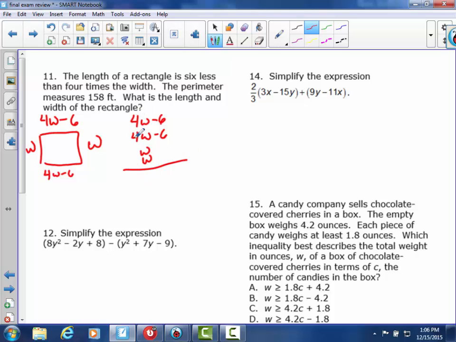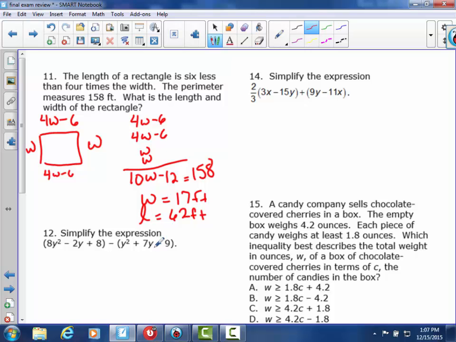And we get 4 and 4 is 8, 9, 10. 10W minus 12 will equal 158. Okay, we've solved this enough times now. I'm just going to let you know that W would equal 17 and the length would equal 62. And the measurements were feet. Got to do that. All right, on to 12 and 14, which are basically the same kind of problem.